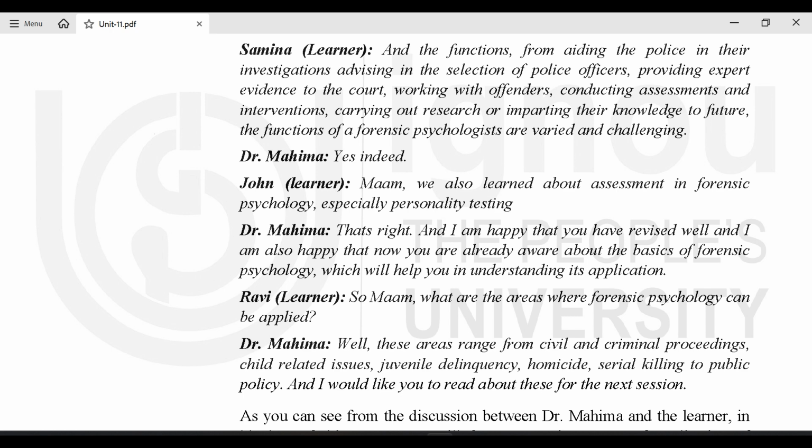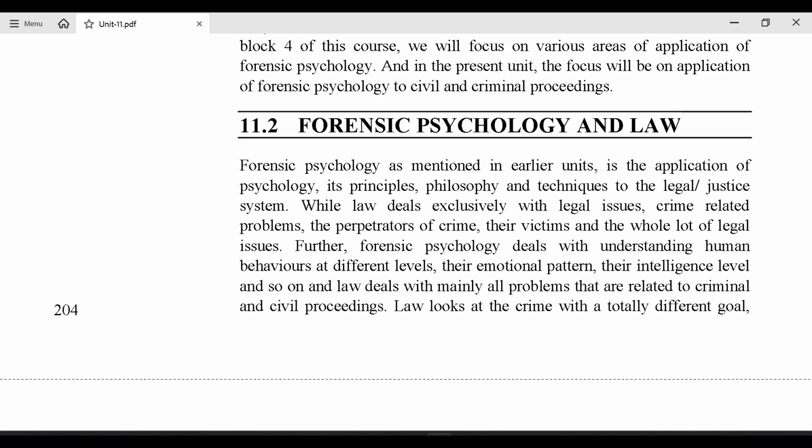As you can see from the discussion between Dr. Mahima and the learners, in Block 4 of this course, we will focus on various areas of application of forensic psychology. And in the present unit, the focus will be on application of forensic psychology to civil and criminal proceedings. 11.2 Forensic Psychology and Law.